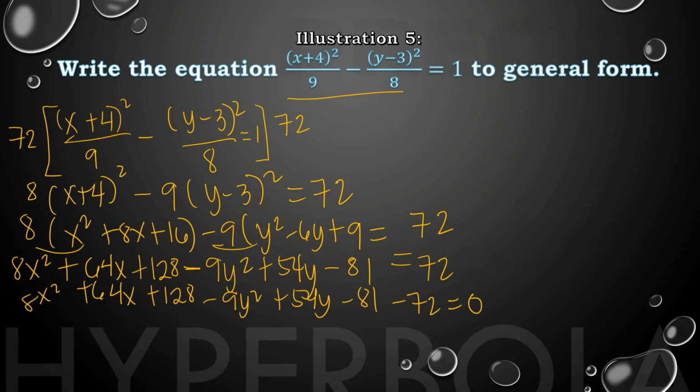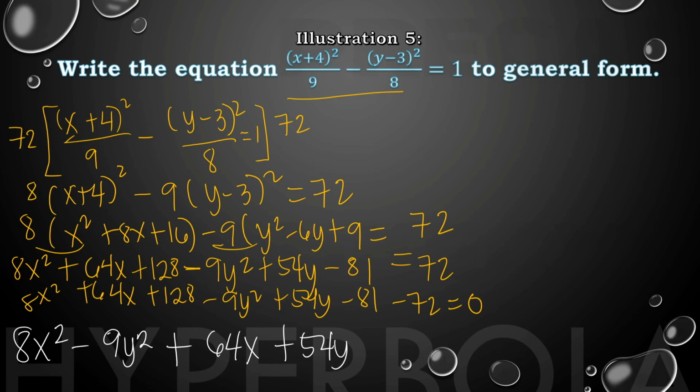Susundin lang natin yung general form niya. Magiging 8x squared, minus muna pala, minus 9y squared plus 64x plus 54y, and then simplify lang natin yung mga constants. Negative 25 is equal to 0. So, ito na yung general form niya.